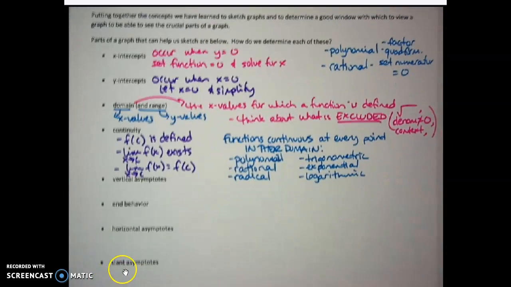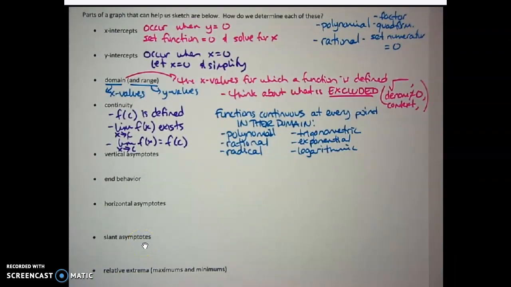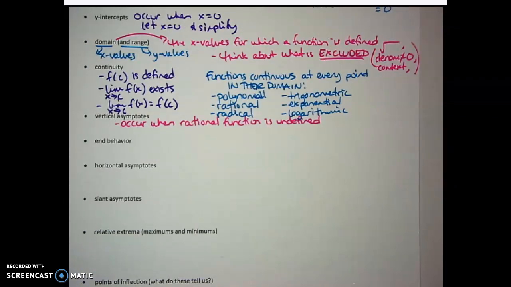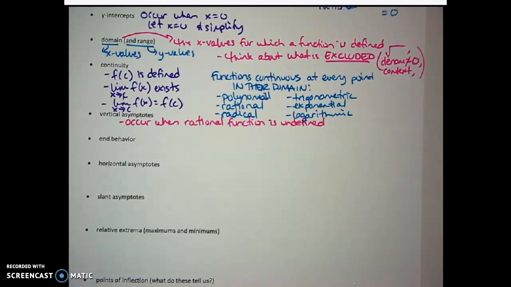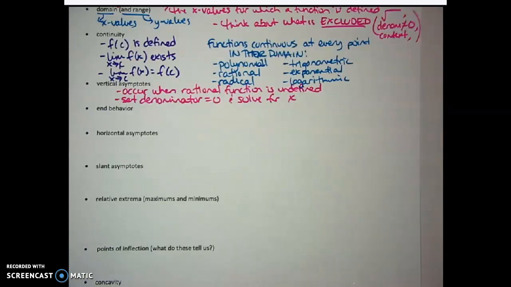All right, next up, vertical asymptotes. How do you find them, and when do vertical asymptotes occur? They only occur in rational functions, and they only occur if the rational function is undefined. So, in other words, how would you find it? You would find it by setting the denominator equal to 0 and solving for x. Therefore, remember that not all rational functions have vertical asymptotes. If I have x squared plus 1 in my denominator, there is no place where that function is not going to be defined.